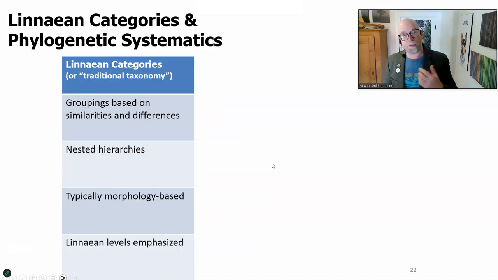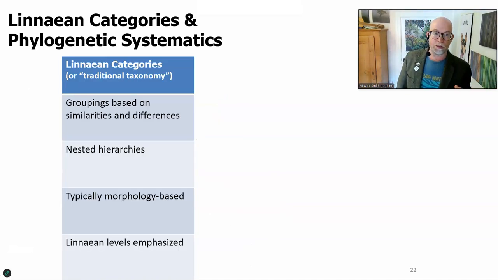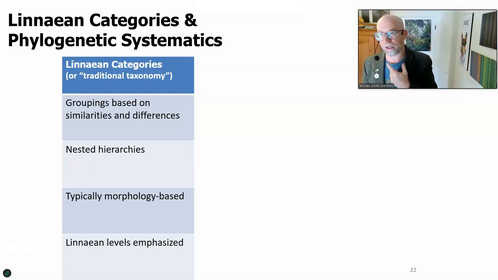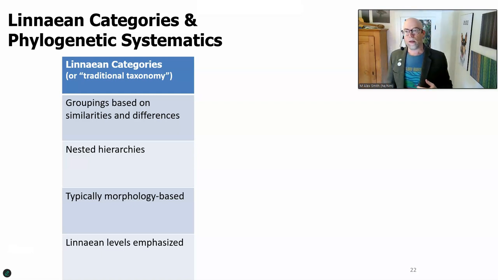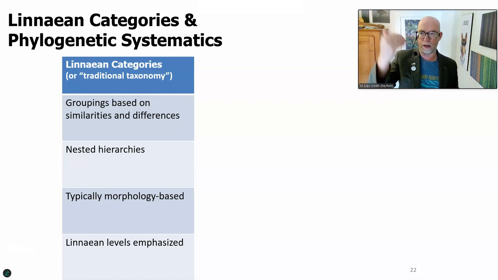So Linnaean categories are not the same as phylogenetic systematics or evolutionary thinking. In fact, these categories predate evolutionary thinking. They're groupings that are essentially based on observable similarities and differences, and they make up that nested hierarchy: kingdom, phylum, class, order, family, genus, species. And they're typically morphology based, and at least in the 20th century, when old people like me took this class, they were really hammered home. You have to memorize the phylum, the class, the order and all the examples, and so on.